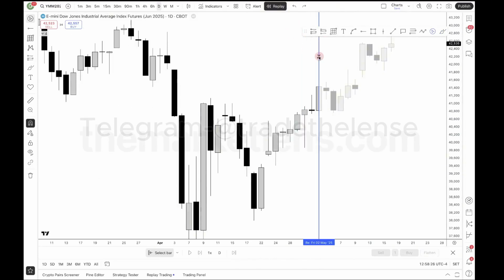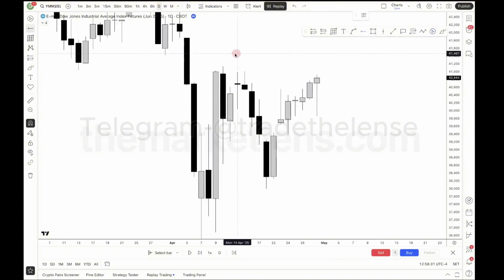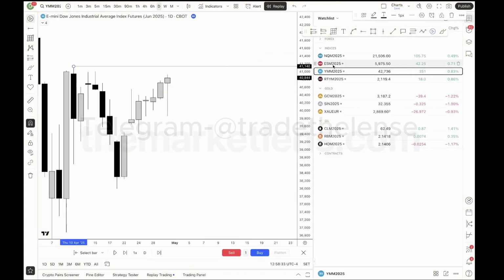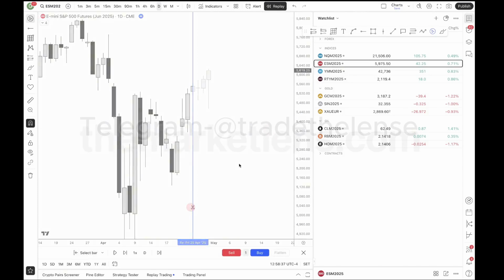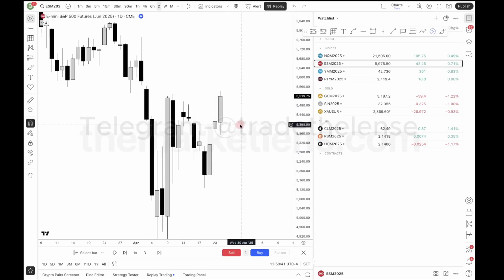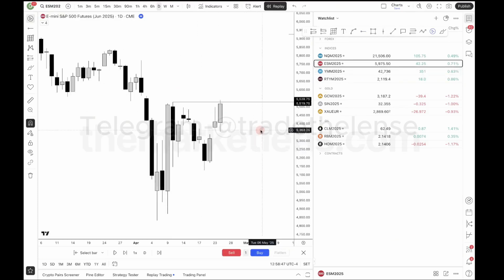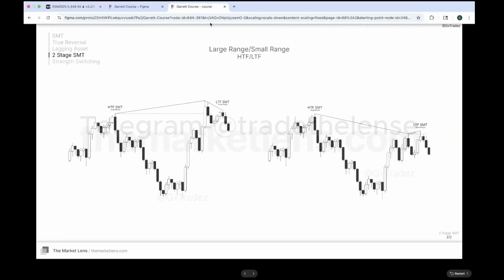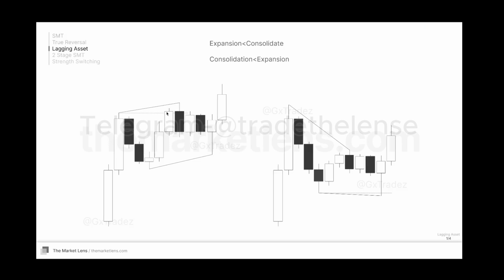How do I know this is a fake SMT? You see this high right here. It gets taken out on ES and NQ a long time ago, right? So as soon as we create an SMT, what do we want to see? If this is a true reversal, I want to see this asset reverse, obviously, right? But what do we see? Here's the SMT, by the way. You see it's a lower low over here. What do we do on these assets? We consolidate, right? So what does that mean? I'm not going to trust this SMT.